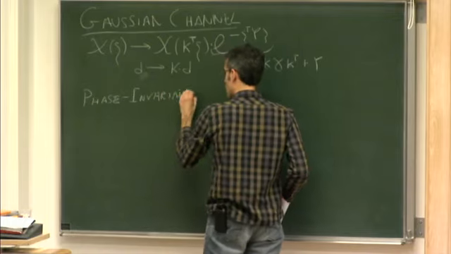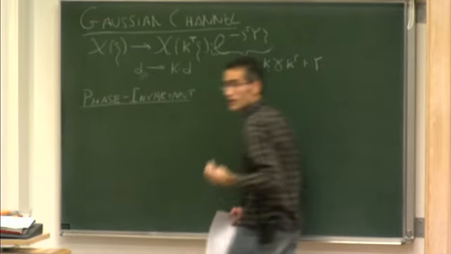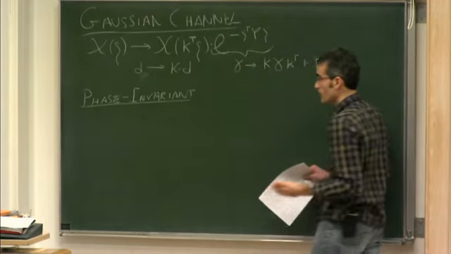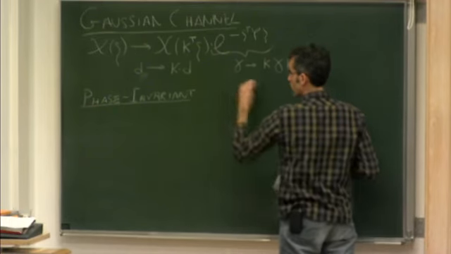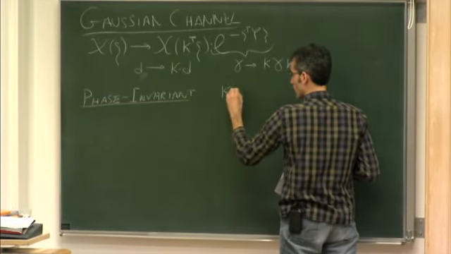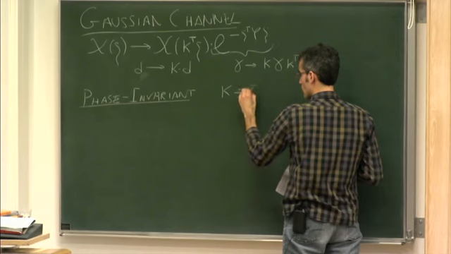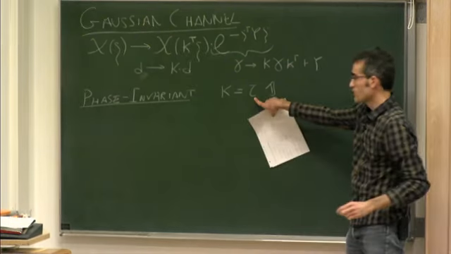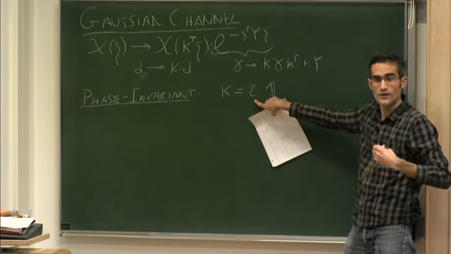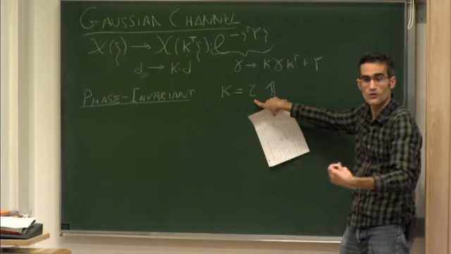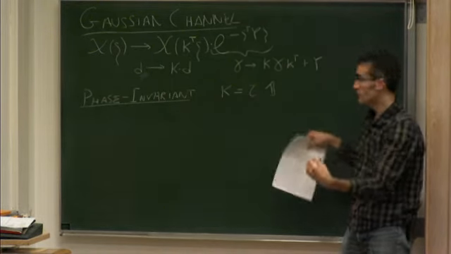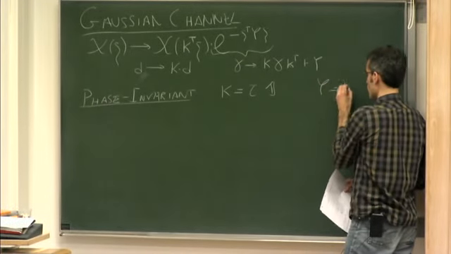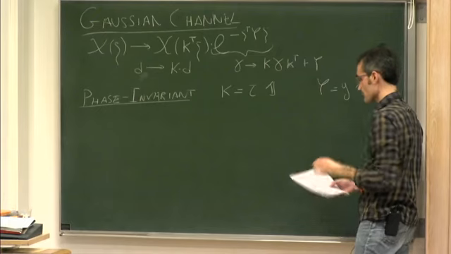Which are the most physically relevant ones. These ones have a very simple representation for this matrix. Basically, K becomes some constant times the identity, where this constant, if it's smaller than 1, will be some loss, and if it's larger than 1, will be some gain. And then Y is also some constant times the identity.